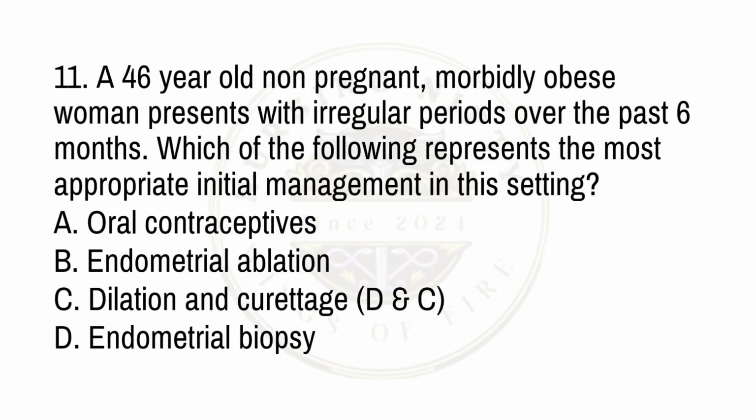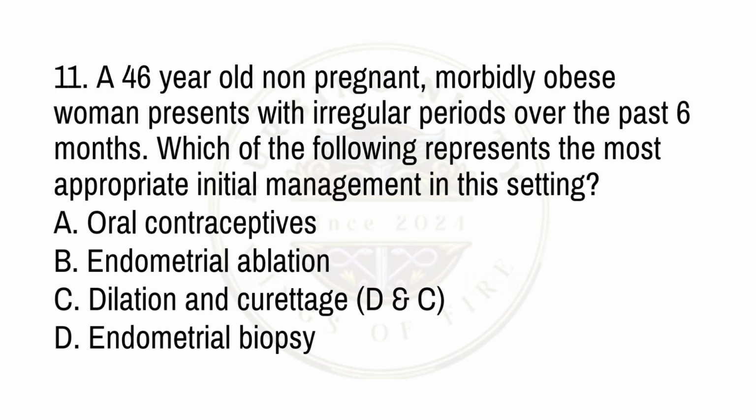Question number 11. A 46-year-old non-pregnant morbidly obese woman presents with irregular periods over the past 6 months. Which of the following represents the most appropriate initial management in this setting? Options: option A, oral contraceptives, B, endometrial ablation, C, dilation and curettage, and D, endometrial biopsy. So here the right answer is option D, endometrial biopsy.